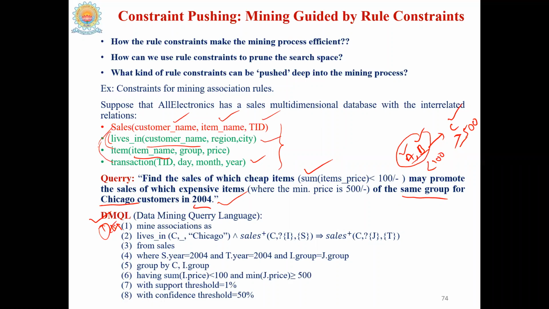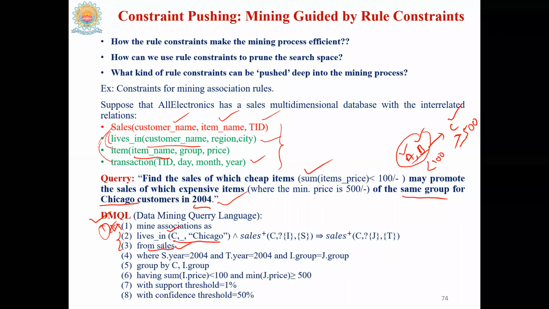The next constraint is the data constraint. Observe lines 2 and 3: the customer lives in Chicago, and here from sales. These two represent the data constraint. They are specifying that we need to go for the sales, and also that you need to go for the lives in table, particularly the customer name and Chicago. So these come under data constraints.